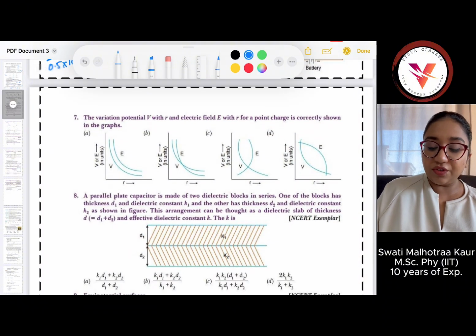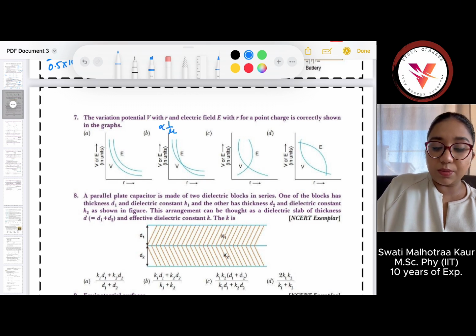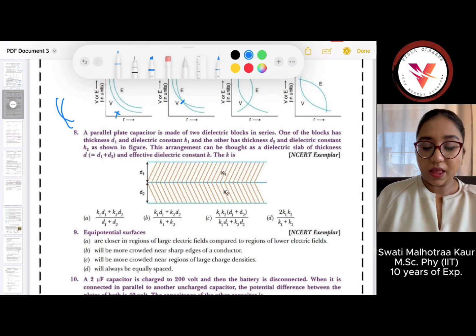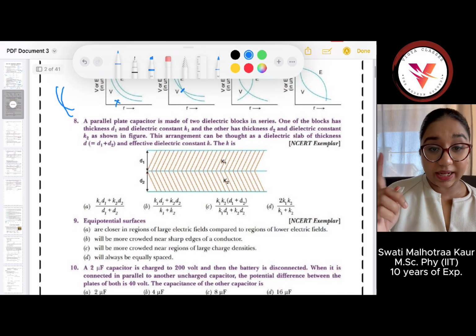The variation of potential V with R, and electric field E with R for a point charge is correctly shown. See, potential is inversely proportional to R, and electric field is inversely proportional to R square. So both have these types of curves, but at some point they cross each other, and it is like this. That is B. Okay.